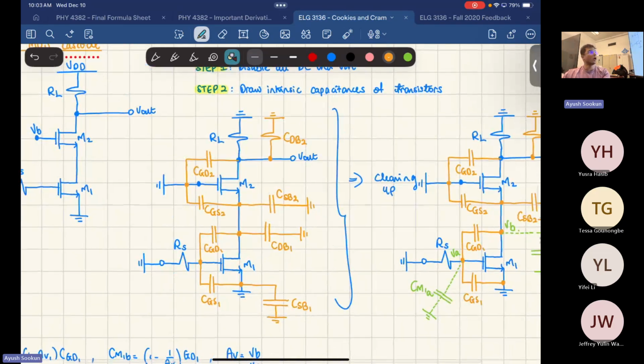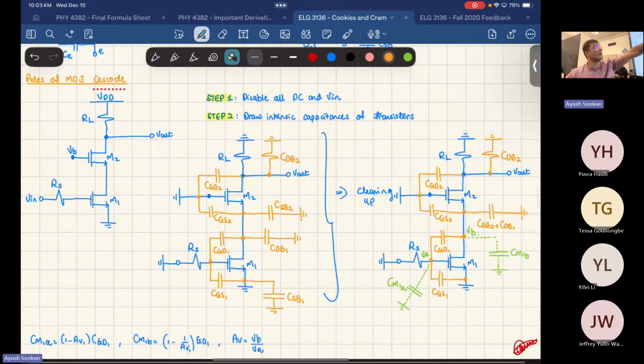And now I just draw all the intrinsic capacitances. For MOSFET 2, I'm going to have a subscript 2. For MOSFET 1, I'm going to have a subscript 1. And then you can look at this already and you can combine a lot of stuff. To start off with, these two can be combined. This capacitor is shorted. It's just boom, gone out of the picture.